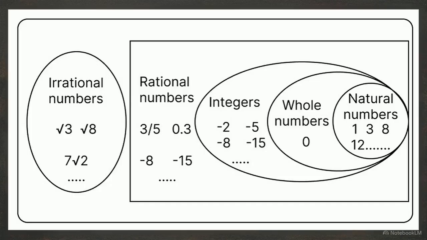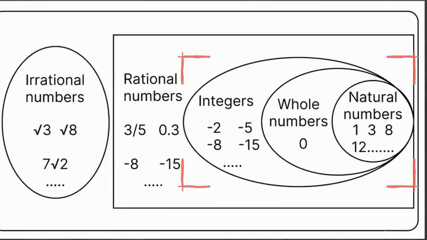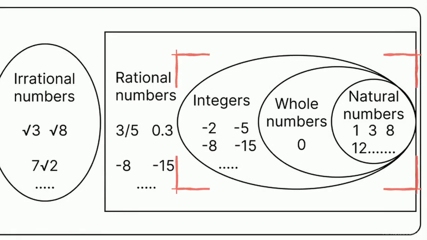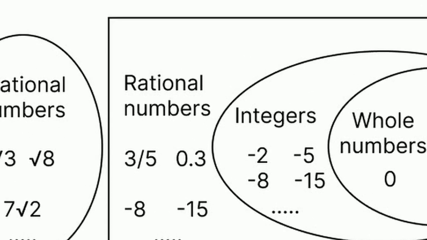Take a look at this diagram showing the entire real number system. Notice how that large outer bounding box immediately splits into two completely separate, non-overlapping teams. We start with natural numbers, expand to include 0 for whole numbers, and add negative values for integers. The outermost shell contains any rational number, any number expressed as a simple fraction, p over q.